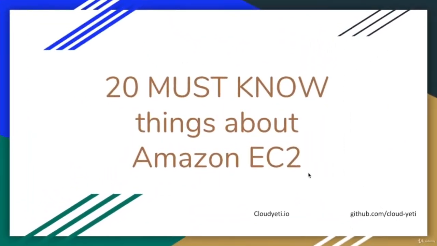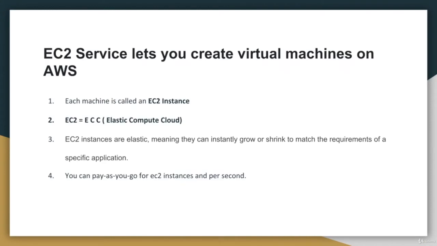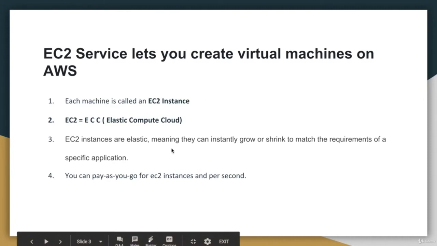Hello everyone. Welcome to this video. In this video, I'll start covering the 20 must-know things about Amazon EC2. So let's get started with fact number 1. EC2 service lets you create virtual machines on AWS. Each machine is called an EC2 instance. EC2 comes from the name Elastic Compute Cloud, or EC2.